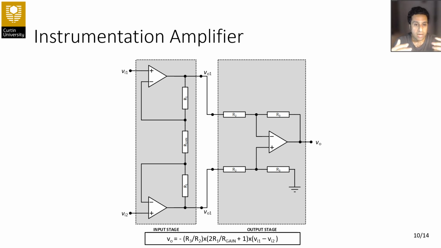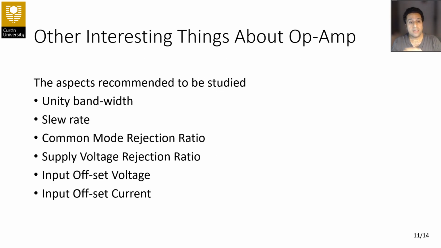So we saw how these golden rules can help us to easily analyze all different types of arrangement and configuration of op-amps that includes the instrumentation amplifier. That's really useful for different applications. So the next thing is to take you through some very important parameters and concepts of op-amps.